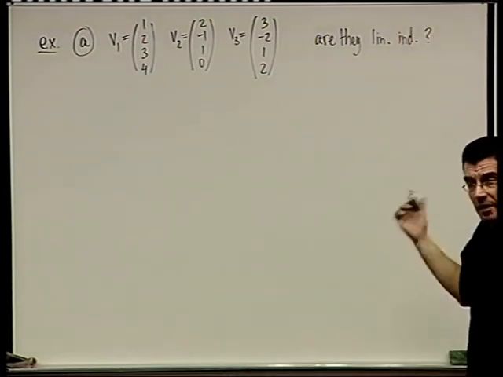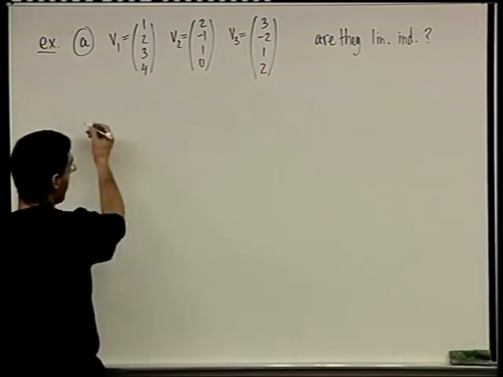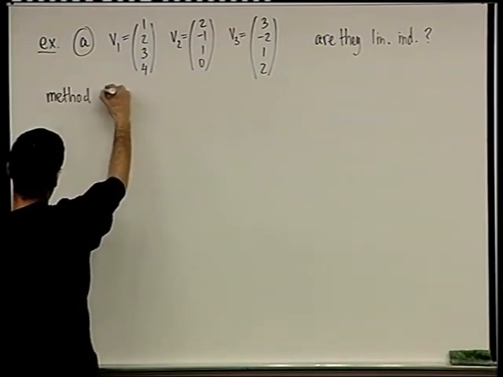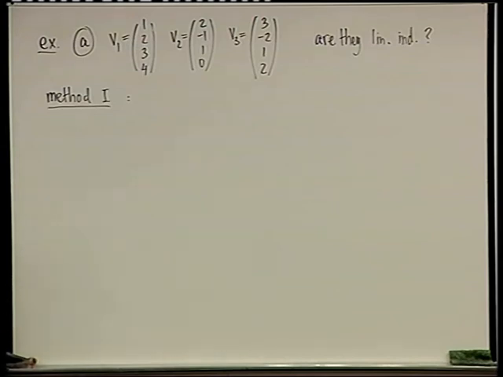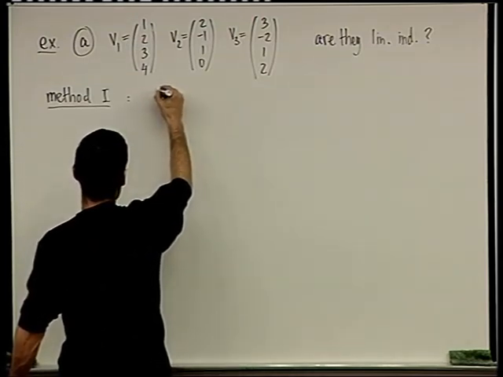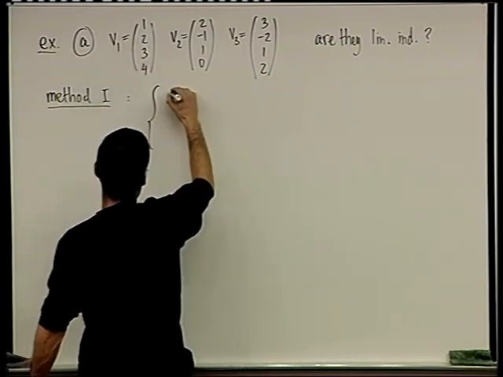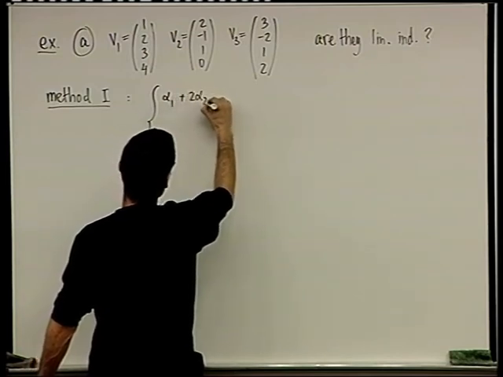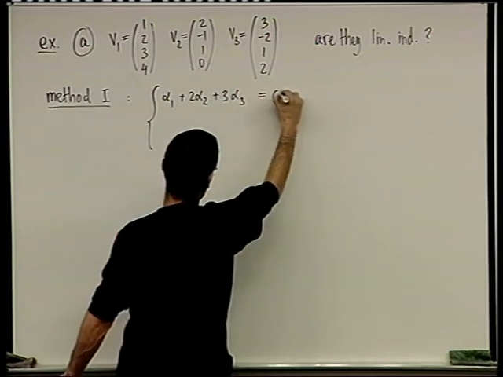Okay. We have two methods of doing this. Method number one: write a system of equations. The system of equations that you're going to get is the following. Alpha 1 V1. So you're going to get alpha 1 plus 2 alpha 2 plus 3 alpha 3 equals 0.